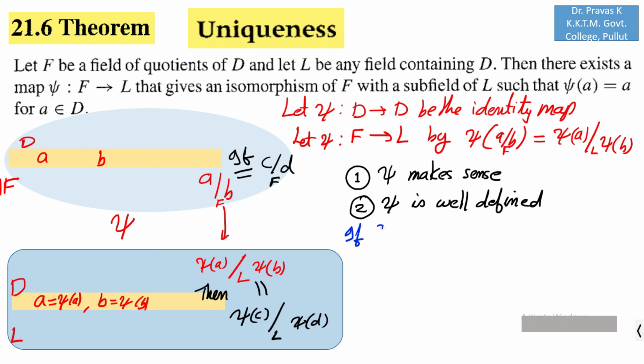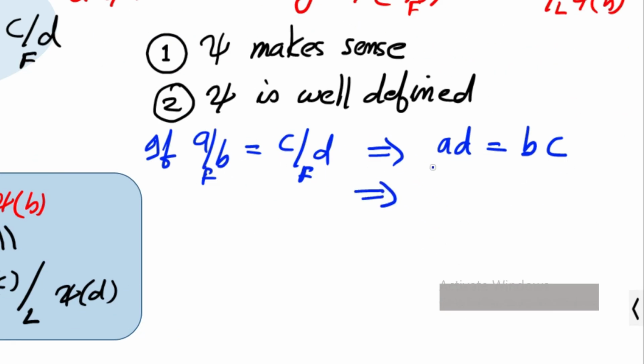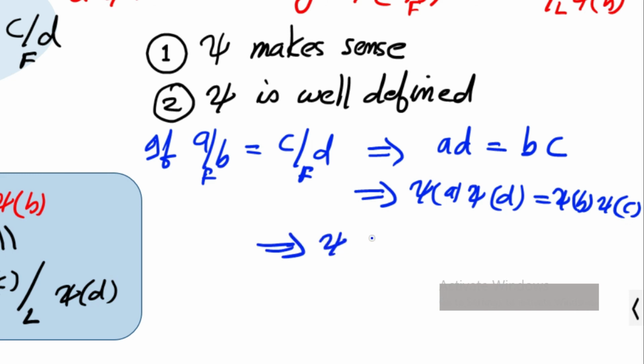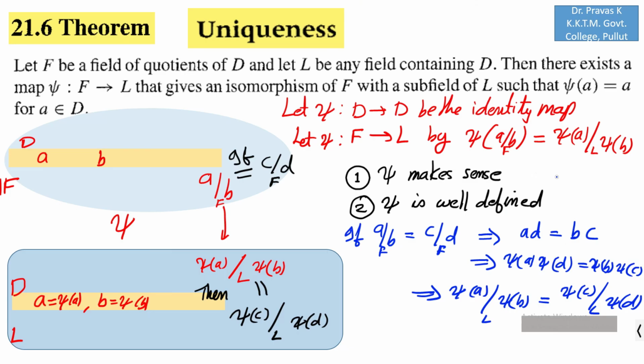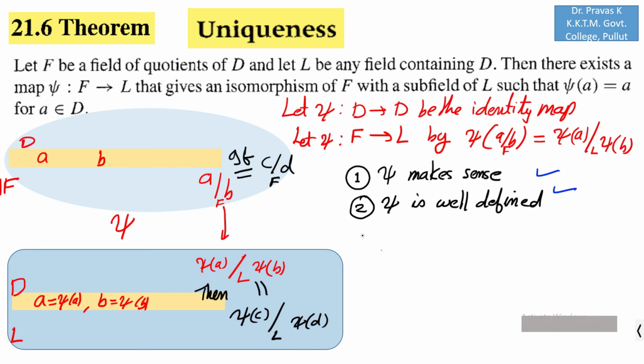So we start by assuming that A over B equals C over D. By definition, this implies that AD equals BC. Now since AD equals BC, by applying the identity map, you can see that psi of A into psi of D equals psi of B into psi of C, and hence psi of A over psi of B in L, and psi of C over psi of D in L must be the same. So we proved that equal elements in capital F are taken to equal elements in capital L.